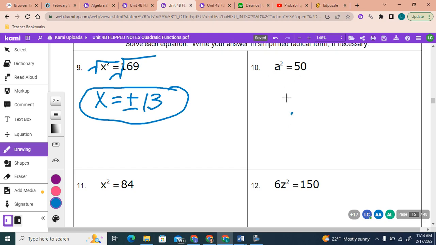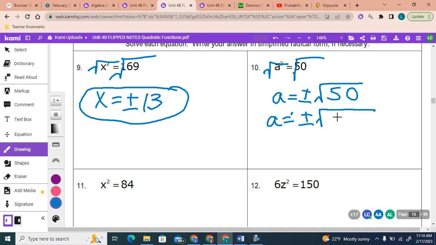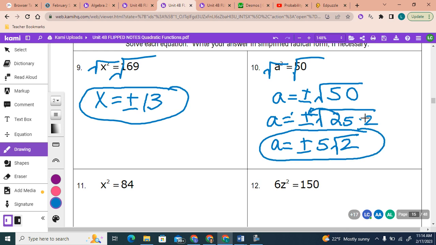All right, what about number 10? Take the square root, right? We do it right away when there's nothing to add or subtract. A equals plus or minus. Can we take the square root of 50? Is that a perfect square? No. Does it have a perfect square in it? Yes, what? Yeah, 25 times 2. What's the square root of 25? 5. So A equals plus or minus 5 root 2. Done. Miss Collins, will it be wrong if I put the 5 in front of the plus or minus? Yes, those are different answers.